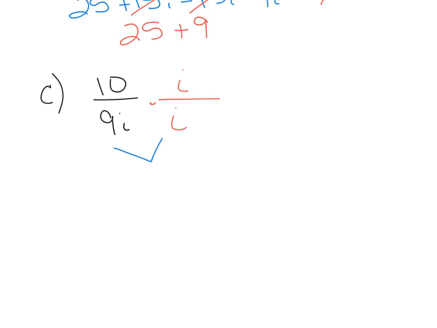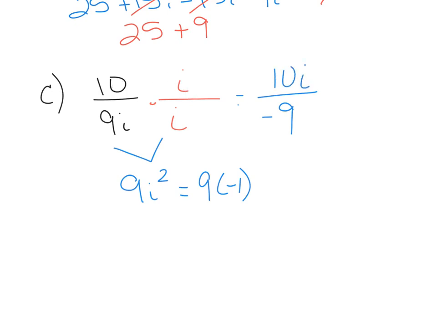In the denominator, this makes 9i squared. That's 9 times negative 1, which is negative 9. In the numerator, you have 10 times i, which is 10i. And this would be okay, except that we don't leave negatives in denominators. So you can just pop this negative up here to the front and kick that i out, and you have negative 10 over 9i.